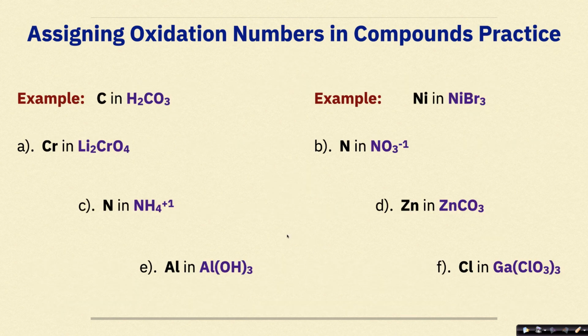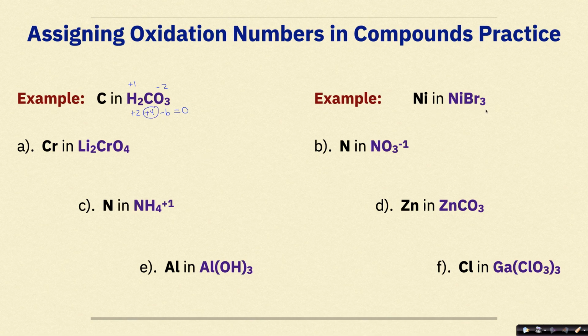Now let's go through and do some practice. Let's look at an example. Carbon in H2CO3. We'll start out with the elements that we absolutely know the oxidation numbers to. Most of the time, unless it's with a metal, hydrogen is going to be plus 1. So plus 1 times 2 gives me plus 2. Oxygen, most of the time, is going to be negative 2. So negative 2 times 3 gives us negative 6. The whole thing is going to equal 0. Carbon has to be plus 4. And that's our answer for that one.